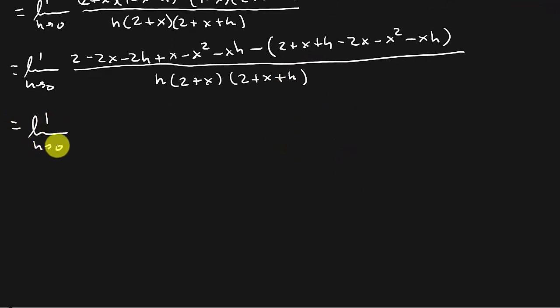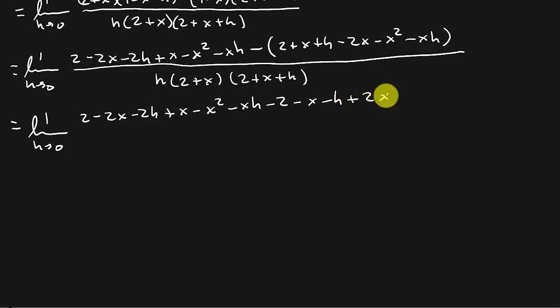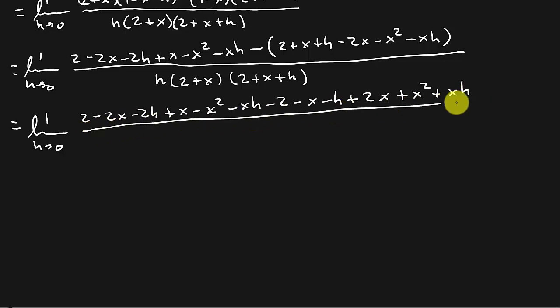All right, so all I'm going to do in this step is distribute the minus sign, okay? I mean, you can do it in your head, but I'm going to go ahead and write it all out. So that's 2 minus 2x minus 2h plus x minus x squared minus xh minus 2 minus x minus h plus 2x plus x squared plus xh. And that's over h times 2 plus x times 2 plus x plus h. And so that's the limit as h goes to 0.